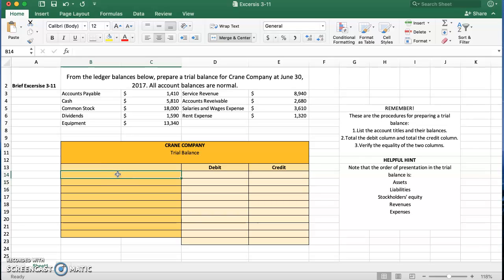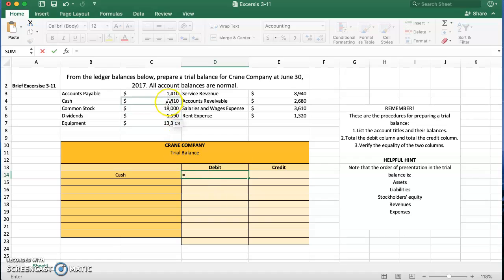So we'll just start here with the first one. The first input is going to be cash, since it is the first asset that would be listed, like it would be on a balance sheet. And then cash is going to be a debit. So we'll just input this here, and I hope you guys understand Excel, because I'm just going to make these equal, those accounts. So cash is $5,810.